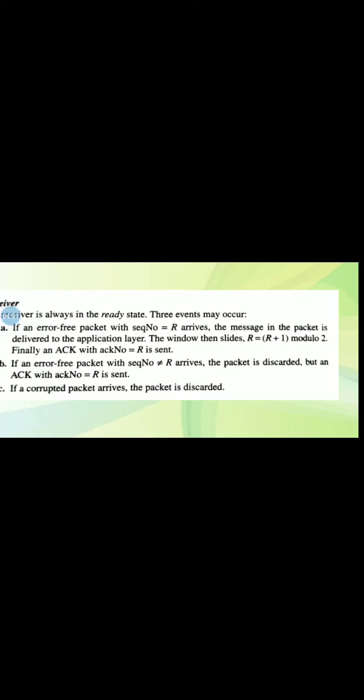Next, the receiver. Okay, we'll see about the receiver. The receiver is always in the ready state. Three events may occur. One, if an error-free packet with sequence number equal to R arrives, the message in the packet is delivered to the application layer. The window then slides, R equals R plus 1 modulo 2. Finally, an acknowledgement with acknowledgement number equal to R is sent. Two, if an error-free packet with sequence number not equal to R arrives, the packet is discarded, but an acknowledgement with acknowledgement number equal to R is sent. Three, if a corrupted packet arrives, the packet is discarded. So we'll see an example.